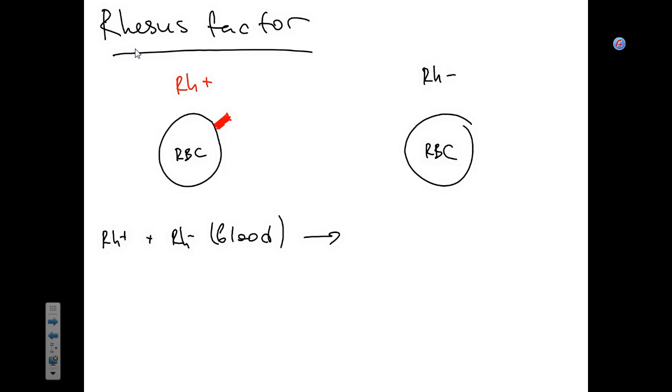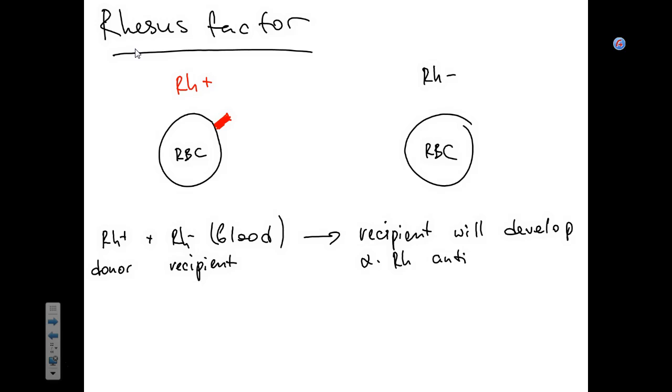If the rhesus positive is going to be the donor and rhesus negative is going to be the recipient, the recipient will develop anti-rhesus antibodies. Does that make sense? So if you transfuse rhesus negative into rhesus positive, are there going to be any antibodies formed? No. If you transfuse rhesus positive into rhesus negative, the answer is yes. Does that make sense?